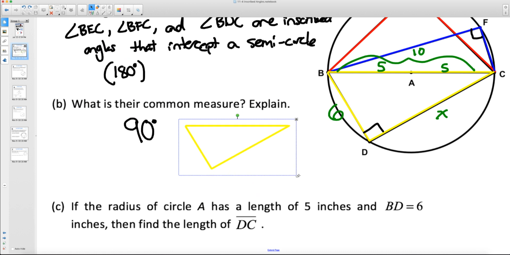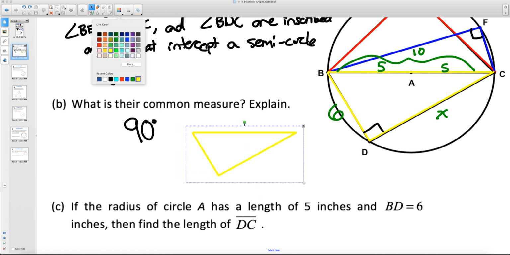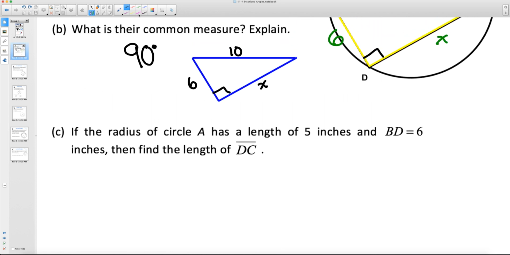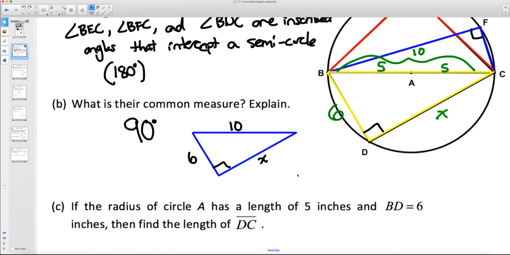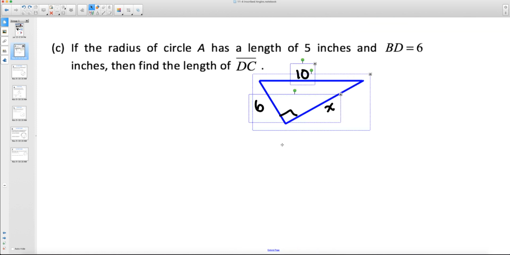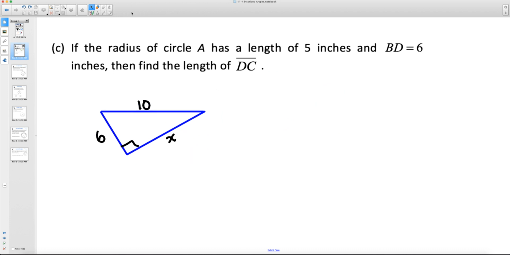Okay, so we have this yellow triangle. Maybe I'll make it blue, easier to see. We have this triangle here, it's a right triangle. I know it's a right triangle because this is an inscribed angle that intercepts a semicircle, so it's a right angle. This is 6, this is 10, and this is X. So how do we find the missing side in a right triangle? Well, we would use the Pythagorean theorem, a squared plus b squared equals c squared.